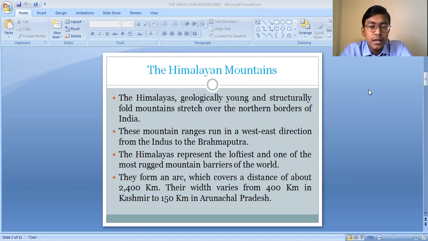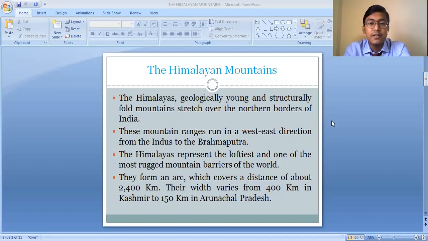These mountain ranges run in a west to east direction from the Indus to the Brahmaputra river. Basically, they run from the northwestern part of our country towards the east, between the Indus and the Brahmaputra rivers. The Indus is in the west in the state of Jammu and Kashmir, and the Brahmaputra is in the east in the state of Arunachal Pradesh. In between lie the Himalayan mountains, in our territory.